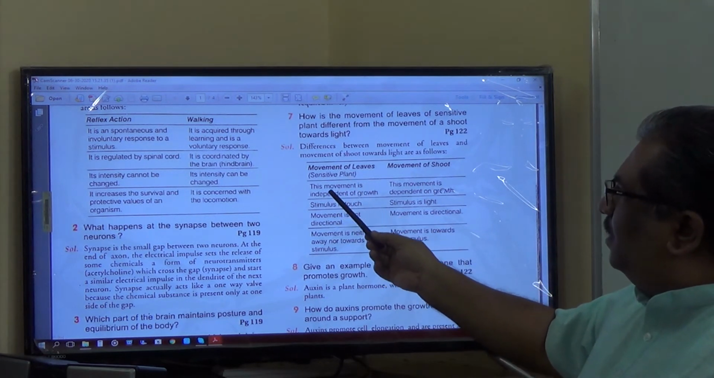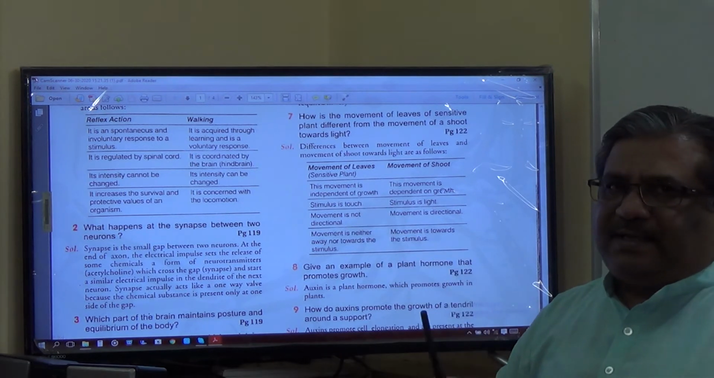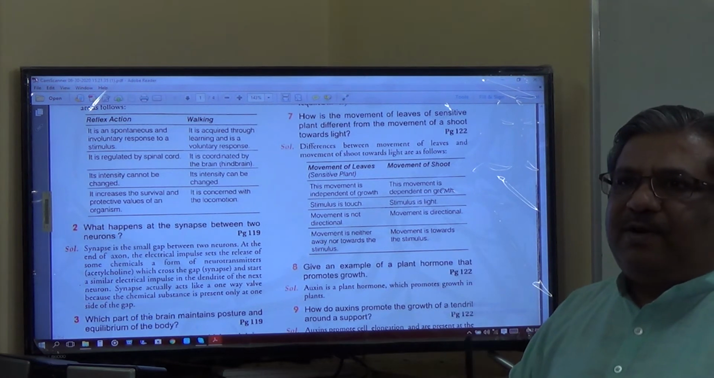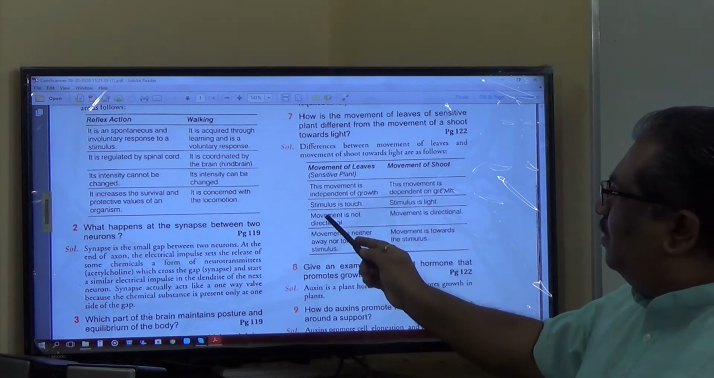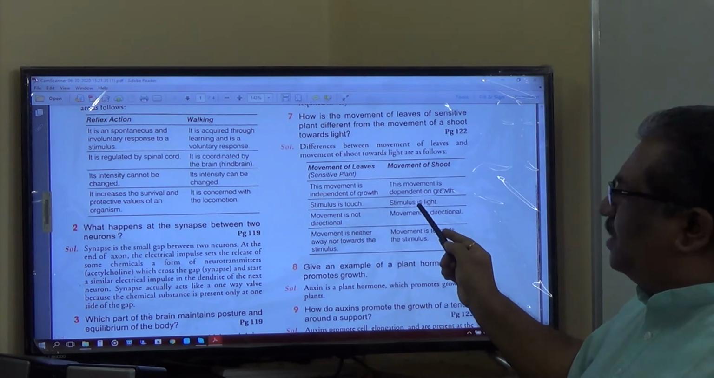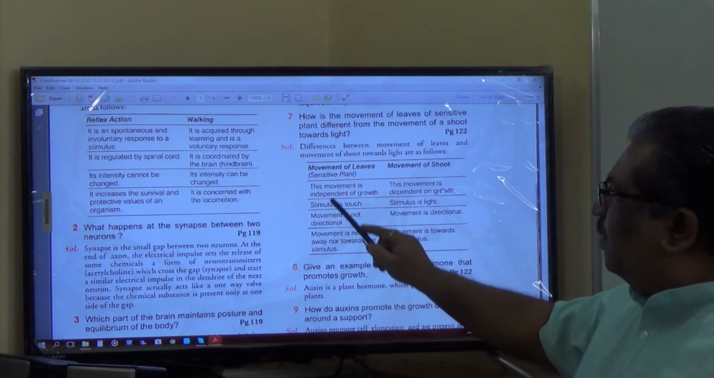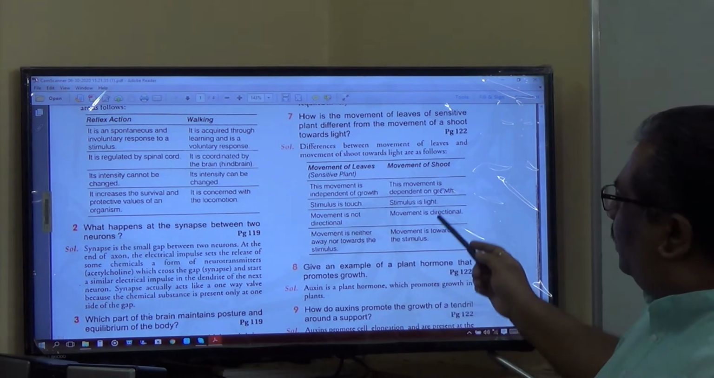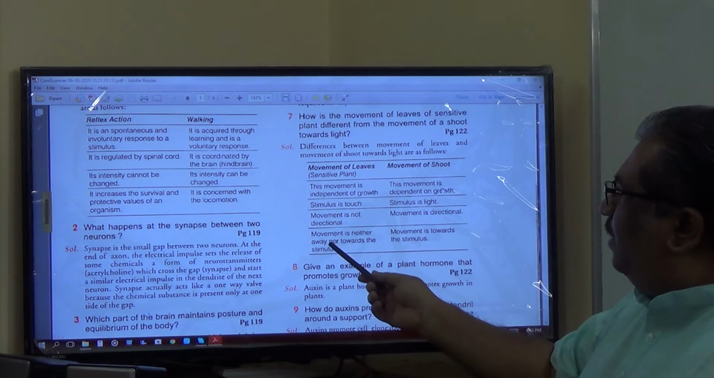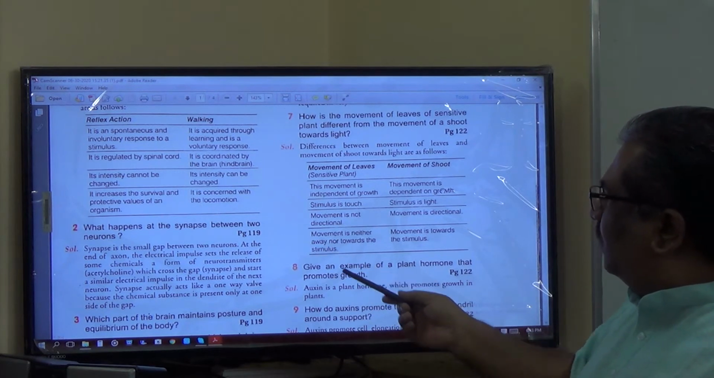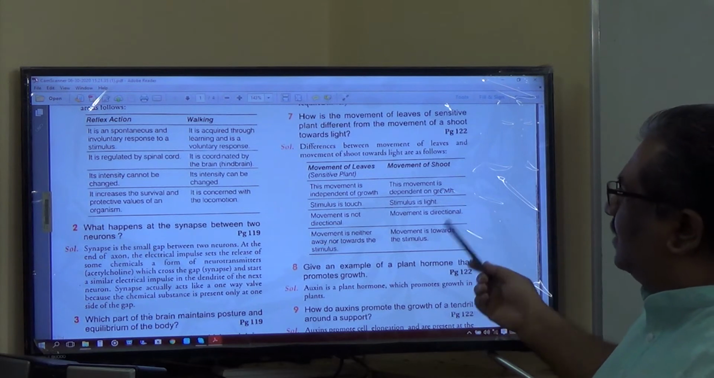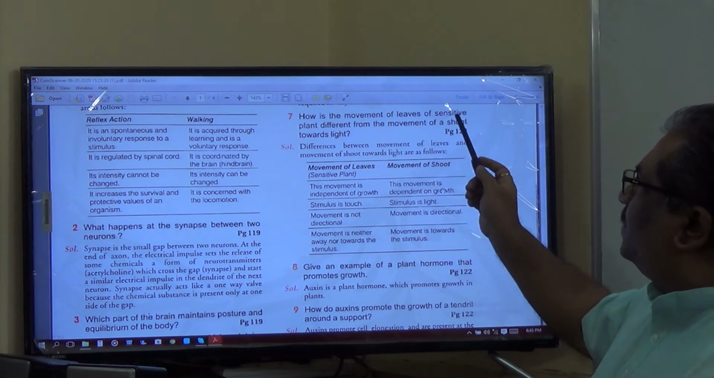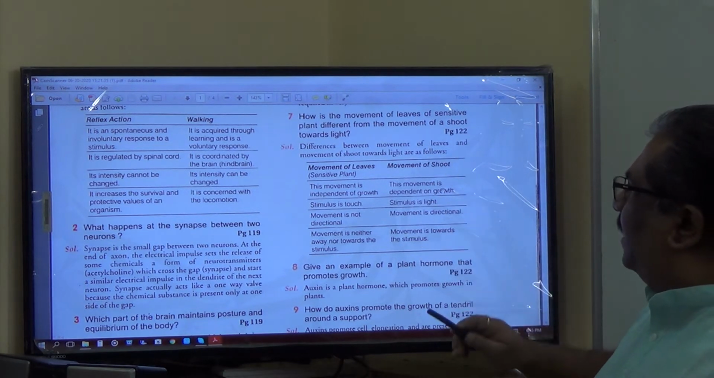Movement of leaves in a sensitive plant is independent of growth. Yes, it is a nastic movement, whereas the shoot movement is a tropic movement which is governed by growth. The stimulus here is touch, and the stimulus here is light. In sensitive plants, it is not a directional movement, whereas movement of the shoot is directional. The movement is neither away nor towards the stimulus in one case, while the movement is towards the stimulus in this case. So these are the points of difference between the movement of leaves in a sensitive plant and movement of shoot towards the light.